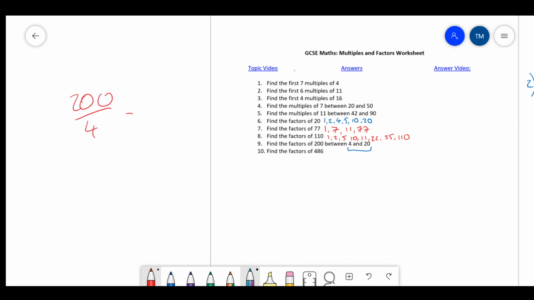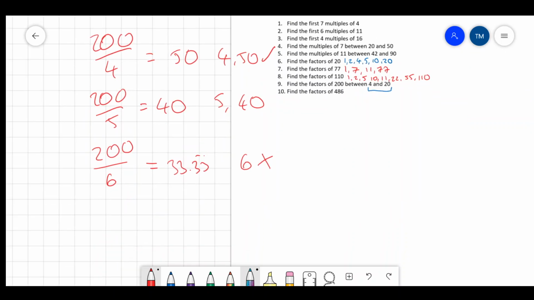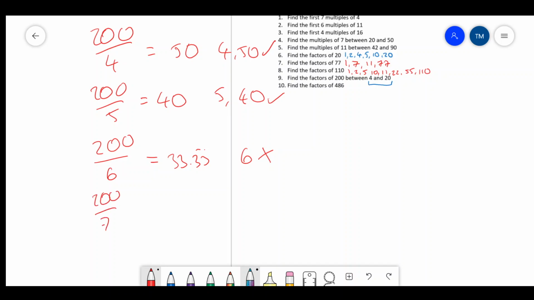So we do 200 divided by 4, which is equal to 50. So we could say 4 and 50 are factors. 200 divided by 5 is equal to 40. So we can say that 5 and 40 are factors. 200 divided by 6 is equal to 33.33. So therefore, 6 is not a factor. 200 divided by 7 is equal to 28.57. So therefore, 7 is not a factor.